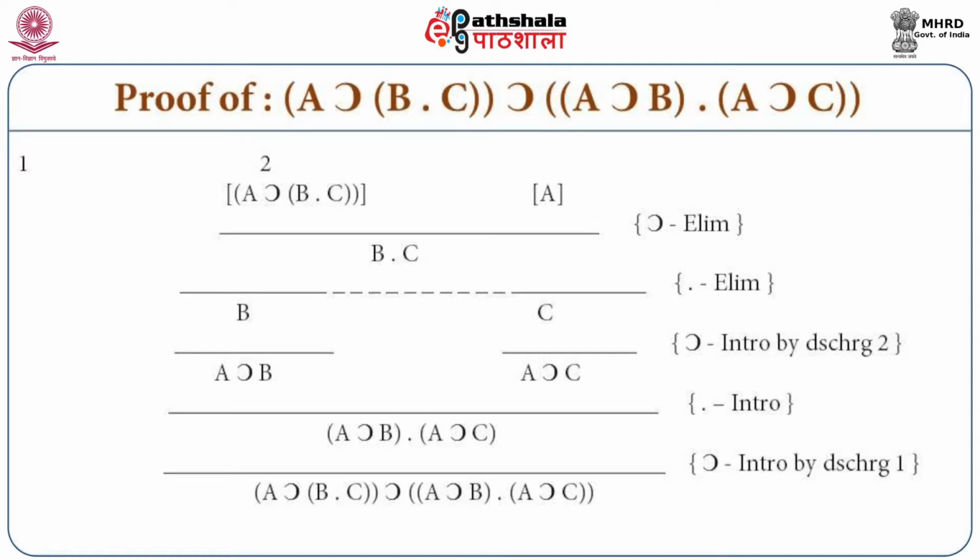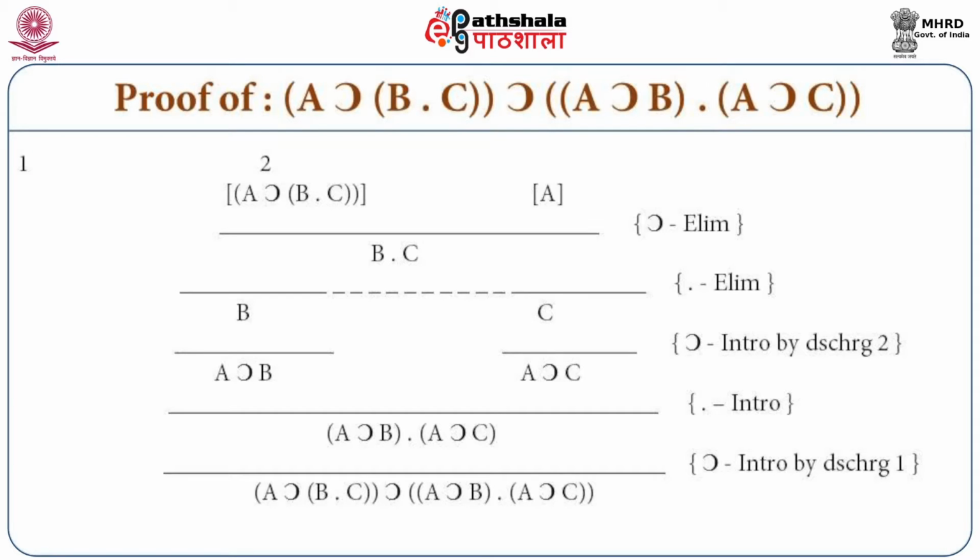Given this, with the help of elimination of the conditional connective, we can arrive at B conjunction C. That is, if A implies B and C, and A is given, we can infer the consequent, that is B and C. Now, given B and C, by appealing to the rule of elimination of conjunction, we can derive B from B and C, and also C from B and C. Now let us go on further.